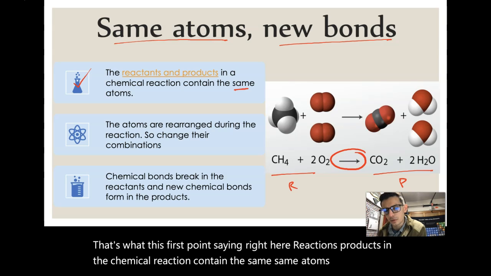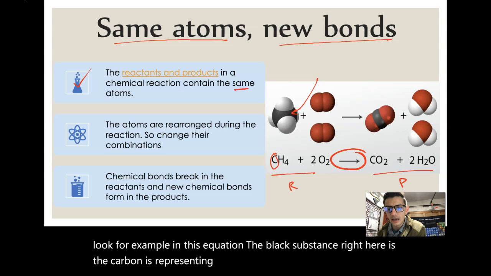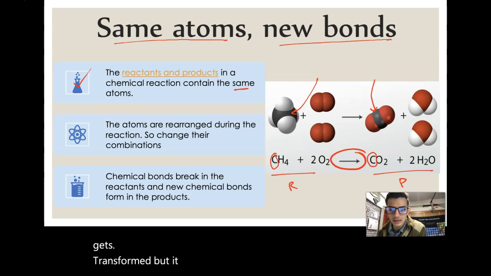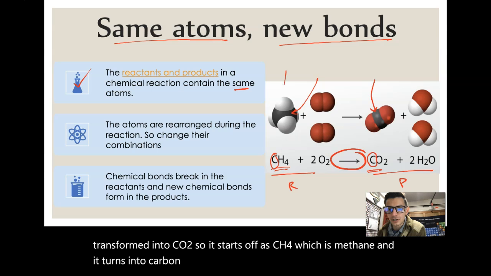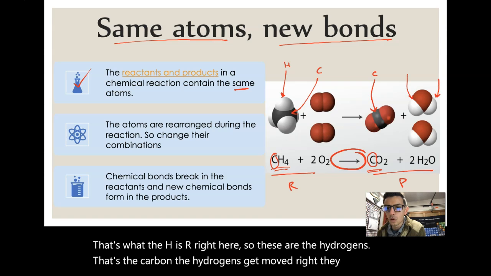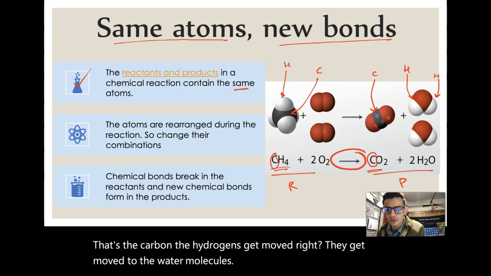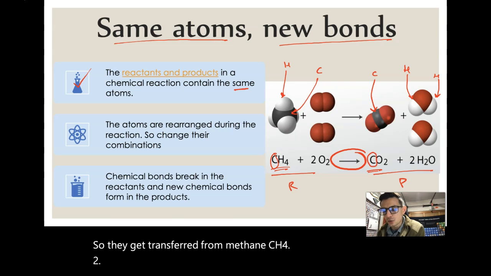Let's take a look, for example, in this equation. The black substance right here is the carbon. And then we see that it gets transformed, but it reappears over here as carbon, in CO2. So it starts off as CH4, which is methane, and it turns into carbon dioxide. The hydrogens, that's what the H's are right here. That's the carbon. The hydrogens get moved to the water molecules. So they get transferred from methane, CH4, to H2O.